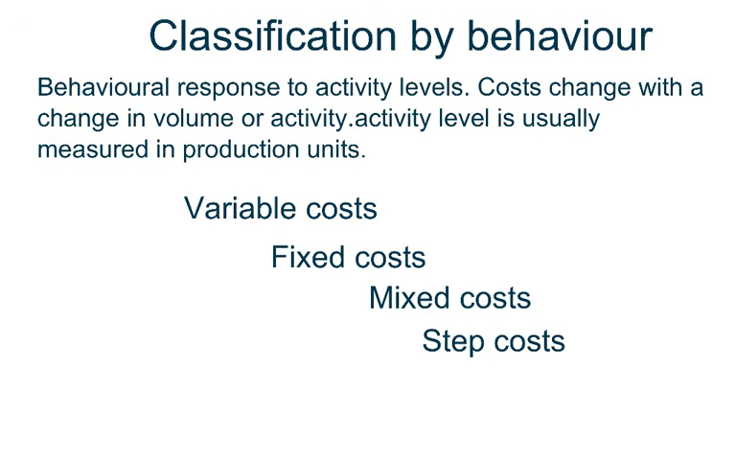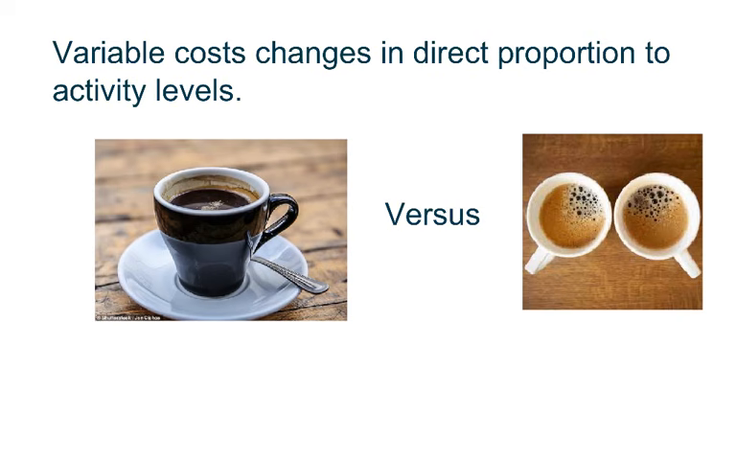We have under behavior a variable cost and fixed cost, and then also a mixed cost, which basically consists of a fixed and a variable component. And then the last one is our step cost. If we look at the first one, we have a variable cost changes in direct proportion to activity levels. So if I'm making 1 cup of coffee, I will use less coffee than if I'm making 2 cups of coffee. So for 1 cup, I will use 1 teaspoon of coffee. For 2 cups, I will use 2 teaspoons of coffee. So that it changes directly in proportion to activity level.